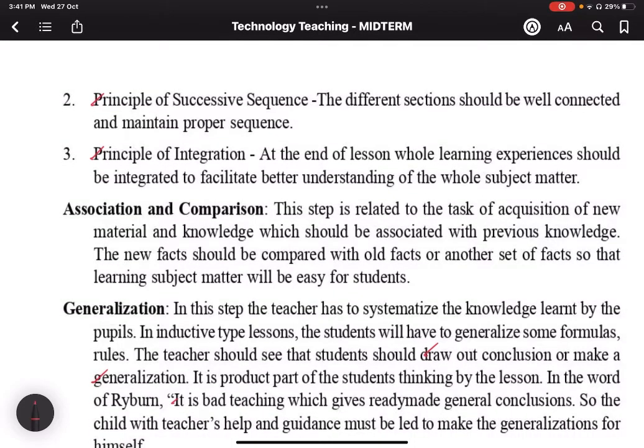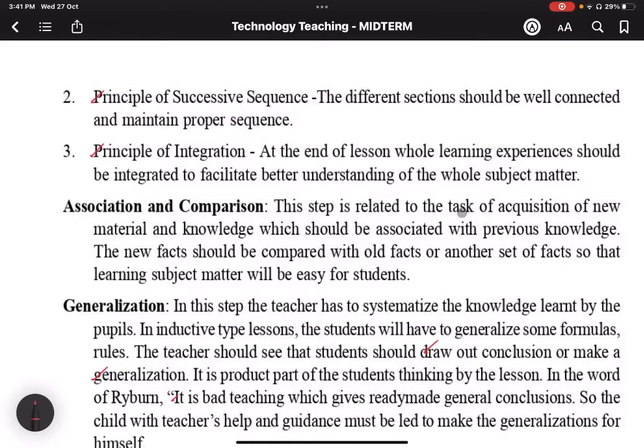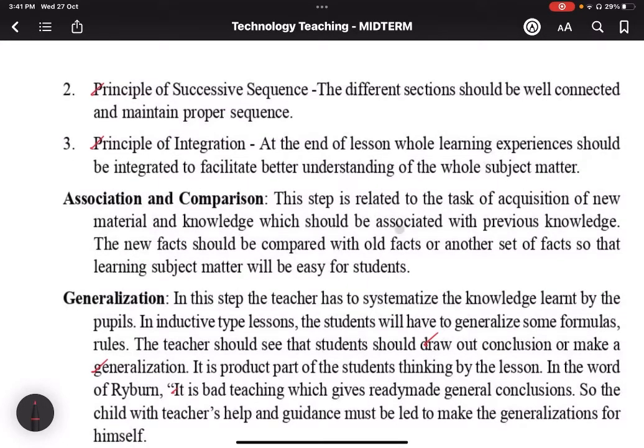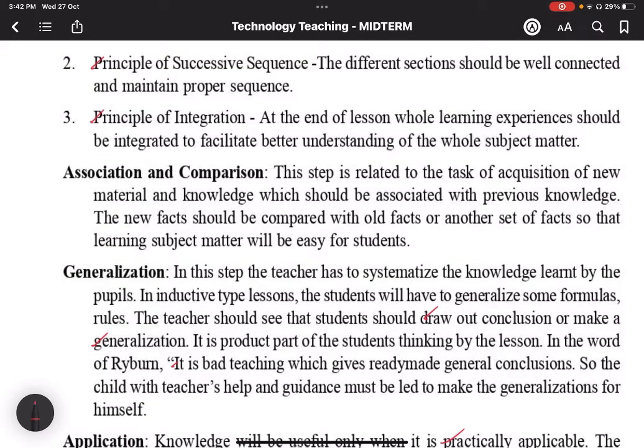And then, paano mo gagawin lahat yan? Association and comparison. Steps related to the task of acquisition of new material and knowledge. So, hindi ka dapat nakakulong sa isang topic. Kapag may naisip kang ibang related topic na mahalaga, for example, may bagong update dun sa technology na tinuturo, dapat isama mo yon. That is the concept of association and comparison. Or may ibang topic na nakita mo, naisip mo na, ay, magandang example to dito sa aking topic, kunin mo. Okay? Para maipakita mo sa mga students mo na yung iyong topic ay ginagamit sa ibang industry. Okay?